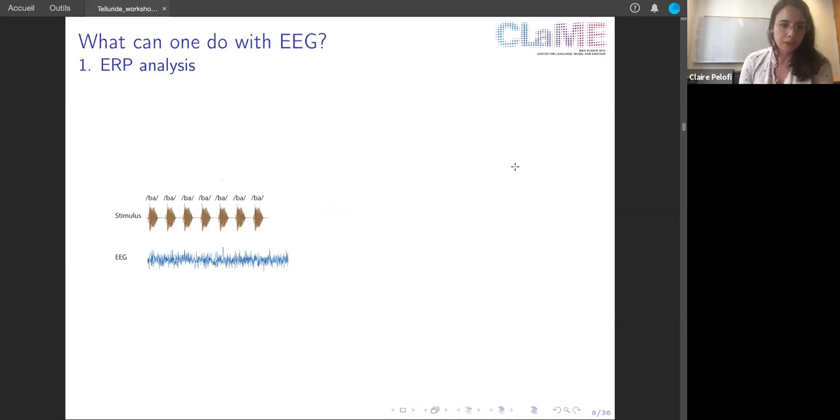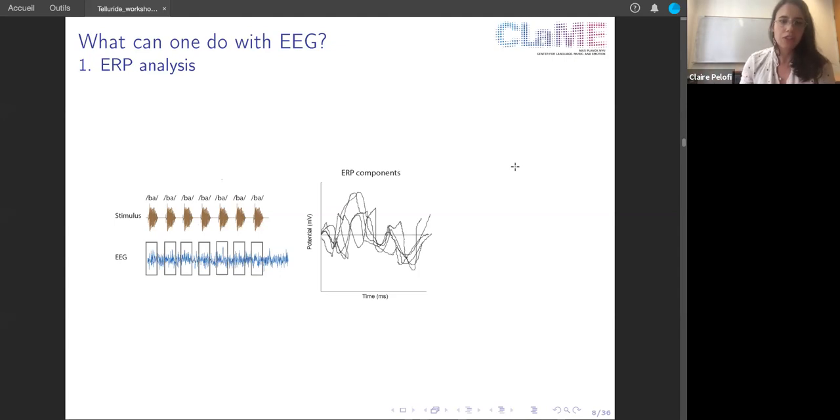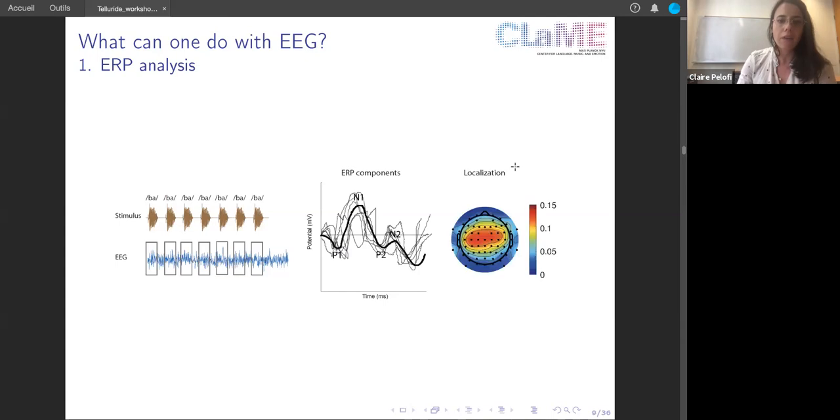What is ERP analysis? It consists in presenting a stimulus, which could be anything, in this particular example a syllable, repeatedly over and over again to a participant, and in the meantime you record the signal from a set of electrodes, so from an EEG. What happens is that you take the neural response that is time locked to the presentation of the stimulus, and you do that for each iteration of your stimulus. Then you end up with like 100 neural responses that are time locked to your presentations, and you average this response.